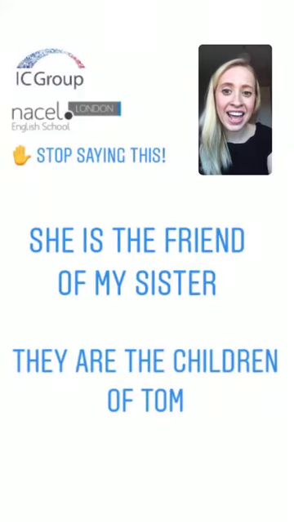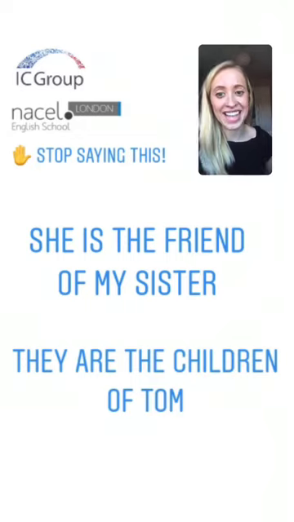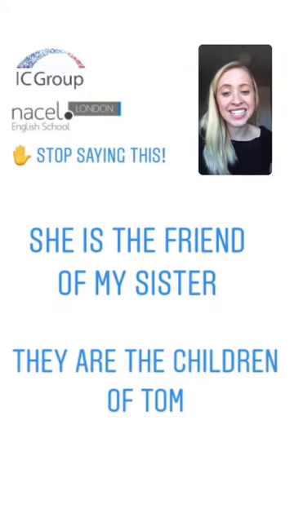Okay, so we're going to have a look now at this perfect way to make you sound more native and less Brazilian when speaking English. So I'm going to share my screen with you now, so you should be able to see everything that I can see. Okay, so what I have here are things to stop saying. Stop saying this. So the sentences I have are, she is the friend of my sister, and they are the children of Tom. These are two sentences that are grammatically incorrect.